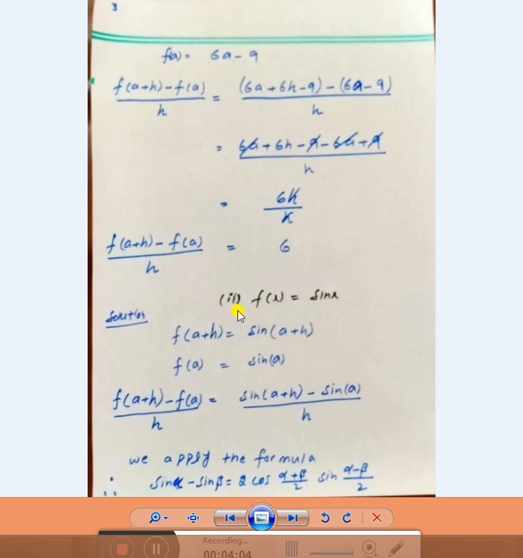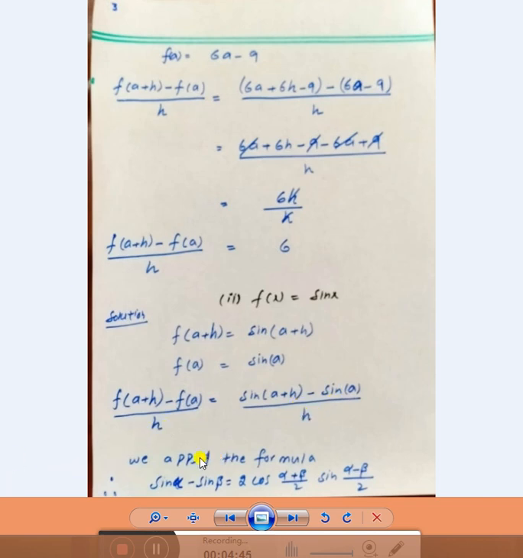So the second part of this question is f(x) = sin x. This is a trigonometric function, a simple sine function. First of all we find f(a + h). We substitute a + h in the place of x and we have sin(a + h), and in the place of x we substitute a, so f(a) = sin a. So [f(a + h) − f(a)]/h is equal to [sin(a + h) − sin a]/h.